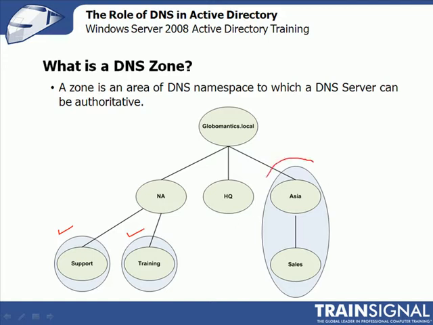But over here, you'll notice that I've got this big oval around Asia and sales. And the reason why is because that is to illustrate that we could have a DNS server that is authoritative over that entire area of namespace. It's authoritative for asia.globalmantics.local, and it's also authoritative for sales.asia.globalmantics.local. Okay, so just understand that a zone really is synonymous with namespace, other than the fact that we use the term zone to distinguish that a specific DNS server is authoritative for that area of namespace.